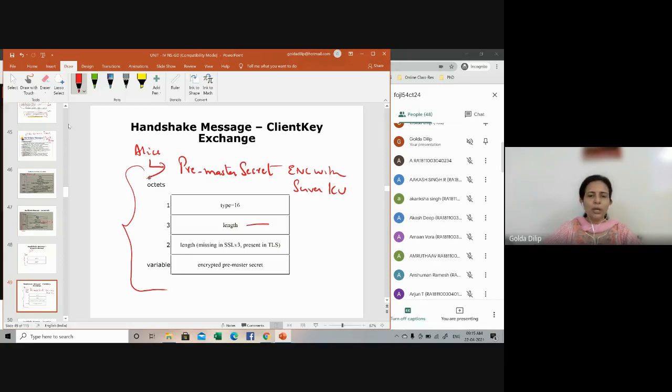We have something called a length field here. It is not there in the implementation. It's just a part of the SSL version 3 specification, not a part of the implementation. When you use RSA or Diffie-Hellman, this length doesn't have any significance. It's an extra length field, you can say. So that's regarding the client key exchange.